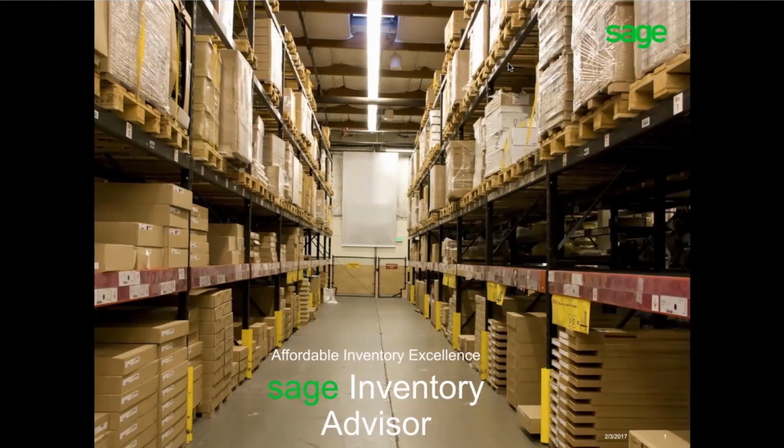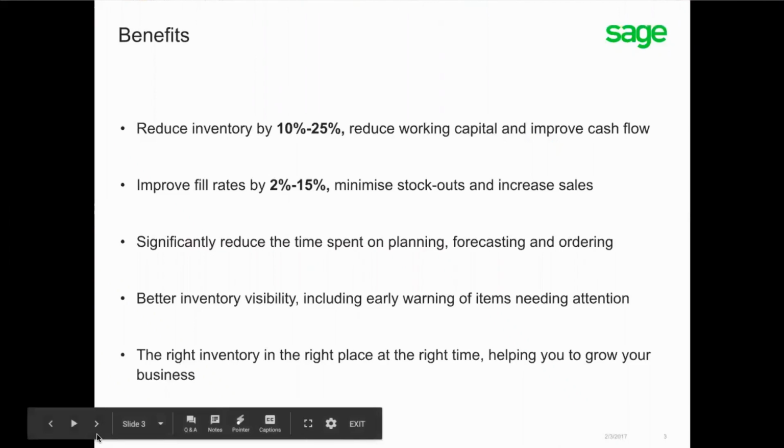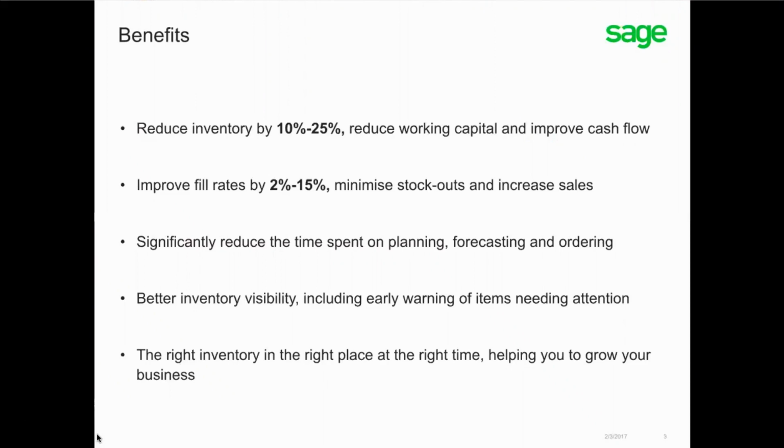So I'm just going to talk a little bit about the benefits that we're trying to achieve with the application, and on average with most of our customers worldwide. We've seen the big drivers really are to try and reduce the inventory, and you can see here between 10 and 25%, to help increase the cash flow in the business and make sure we're not tying up cash where we don't need to. Improve your fill rates, to make sure that we're not stocking out, that we're not losing sales, and also not losing customers because of those lost sales.